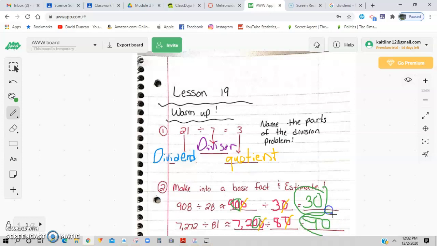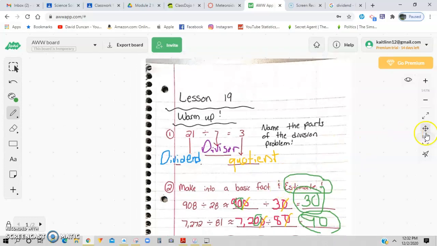And my overall answer, or quotient, is going to be 90. Again, some of you may turn this 81 into a 90 possibly, and then your quotient would have been 80. It totally depends. You may get different answers when it comes to these basic facts and estimating. Do what's easiest for you. As long as I can understand where your thought process was going, that's all I need to know. We're estimating here, we're not getting exact answers, so it's okay if we're a little off from one another.